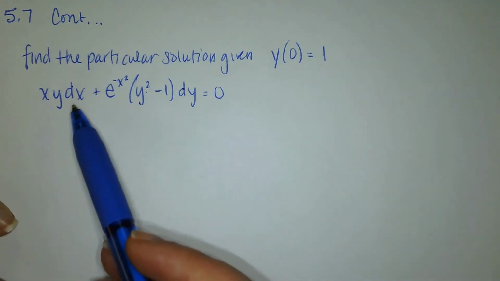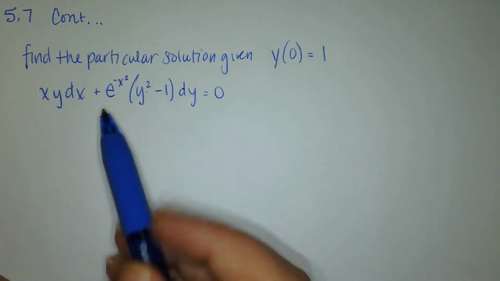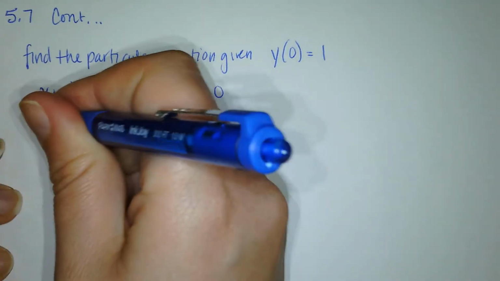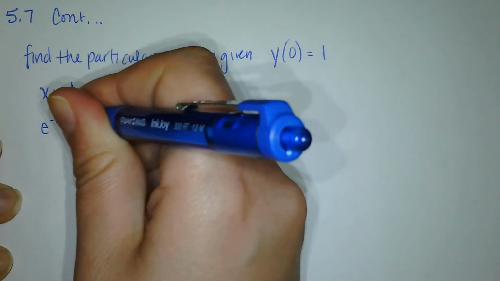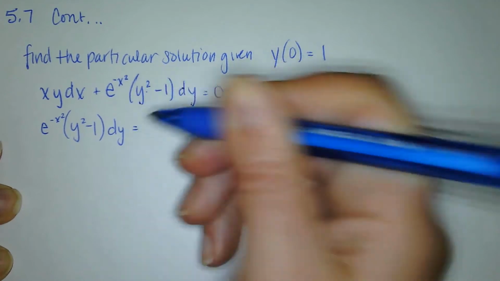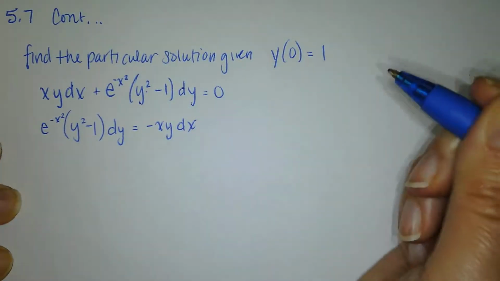So, same thing here. We've got x's and y's mixed up everywhere. We need to separate them. The first thing I'm going to do is pull the dx term over to this side. So, I'm going to subtract it. So e to the negative x squared, y squared minus 1 dy is equal to negative xy dx.